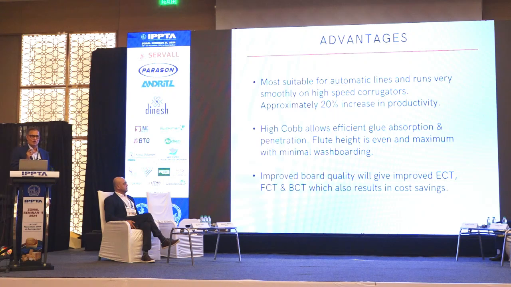Because of the high COP, even at high speed, it takes up the glue so quickly, and with very low glue, bonding is very good. So that gives a very good quality corrugated board. So hence improved board quality will definitely give improved ECT, FCT and BCT, which results in cost savings also. As more and more you improve the board quality, you can reduce your spec, and thus like this you can have cost savings.